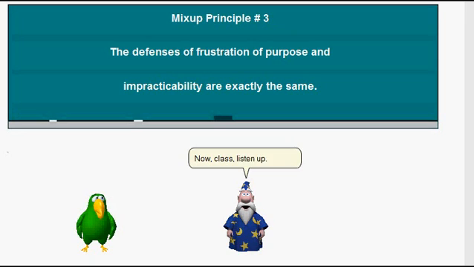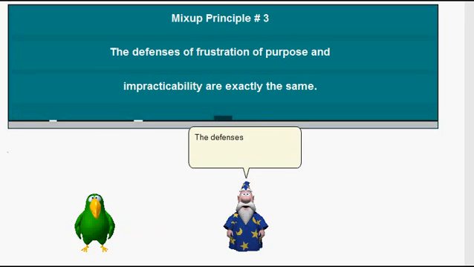Now, class, listen up. Here is my third principle. The defenses of frustration of purpose and impracticability are exactly the same. What do I mean by that? Suppose that Petey and I make a contract. In the contract, we each make promises. Then something big and unexpected happens. As a result, I no longer want to perform.